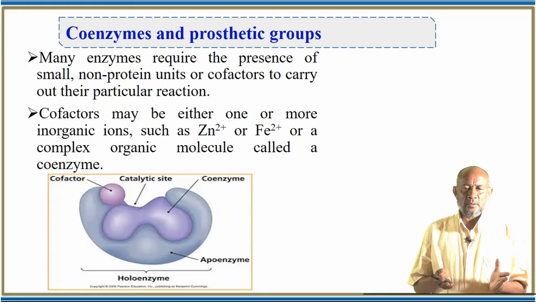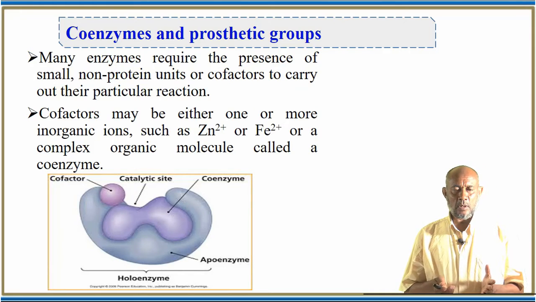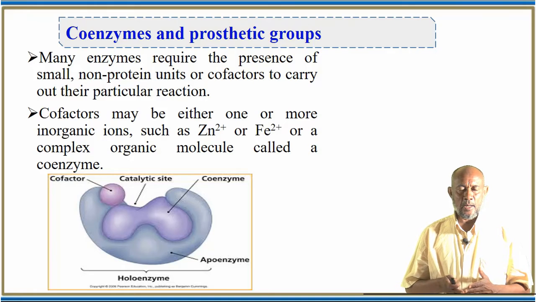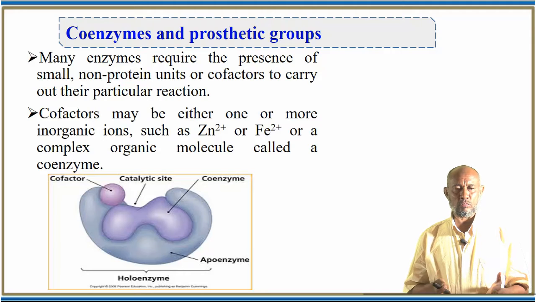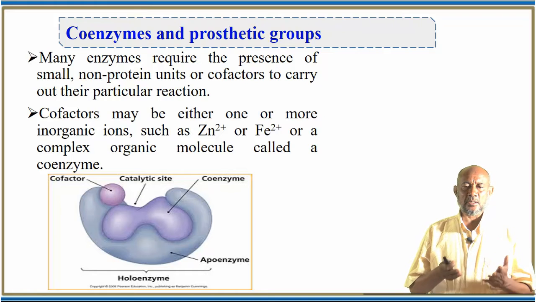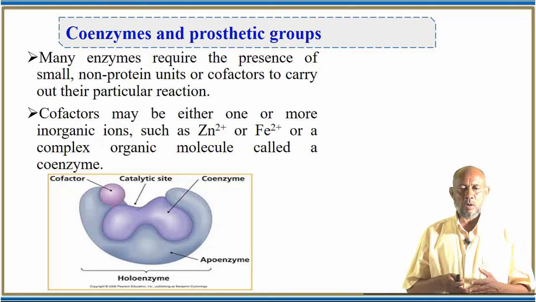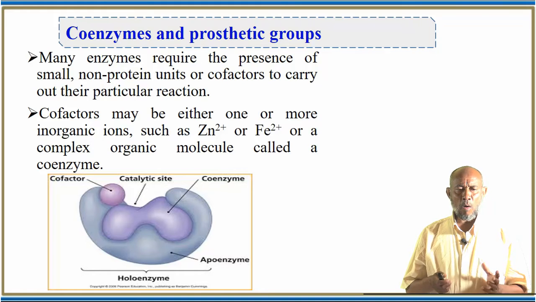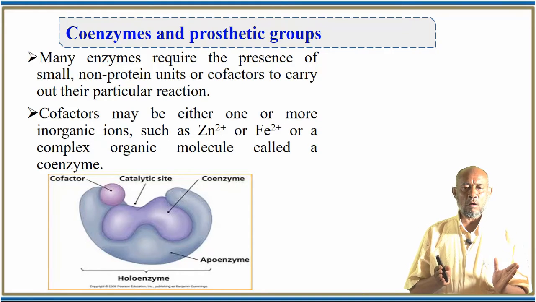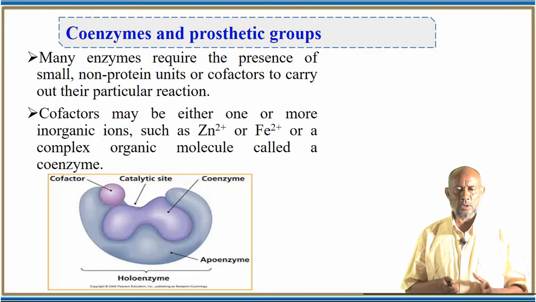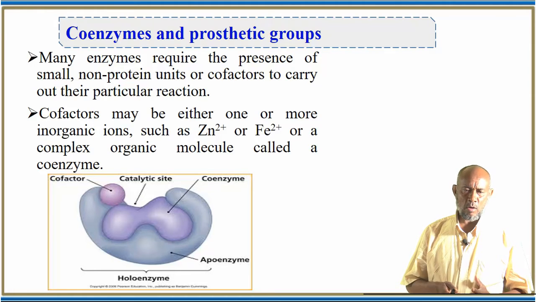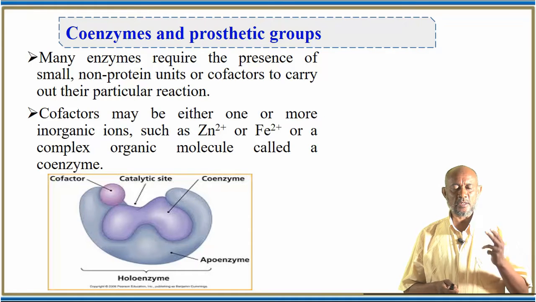And the cofactors, as we already said, are inorganic ions or organic molecules. When it comes to inorganic ions, zinc, iron, copper, magnesium ion, all these are said to be cofactors, which are prosthetic groups. And the complex organic molecule is called a coenzyme. The coenzyme is a cofactor.